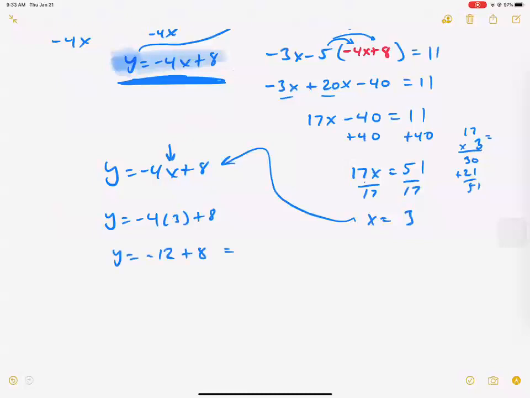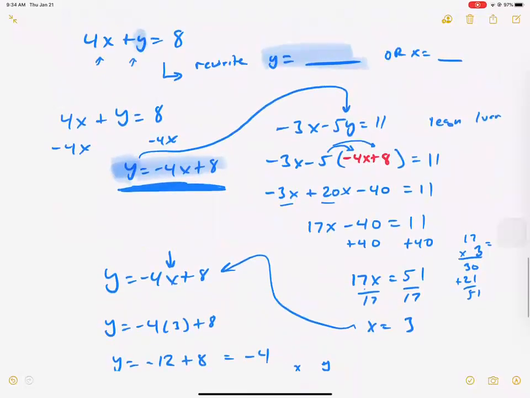Negative 12 plus 8 is negative 4. Okay. So I have my answer 3 comma negative 4, where x is 3 and y is negative 4. But what if I want to double check? We could plug it in. Again, this is the way you double check your work.